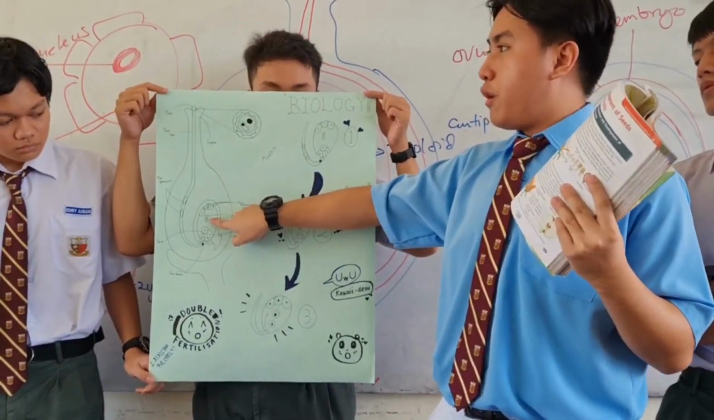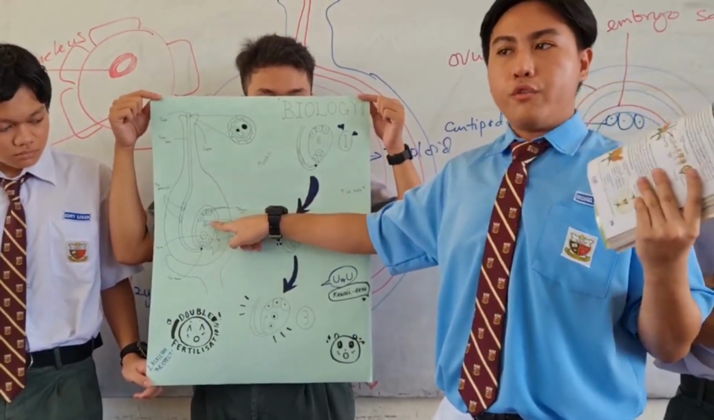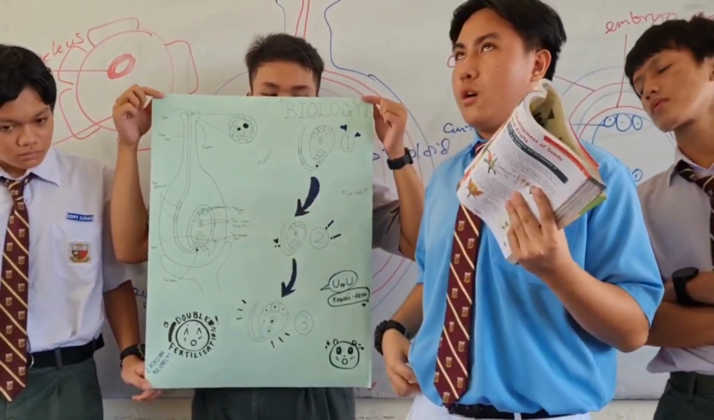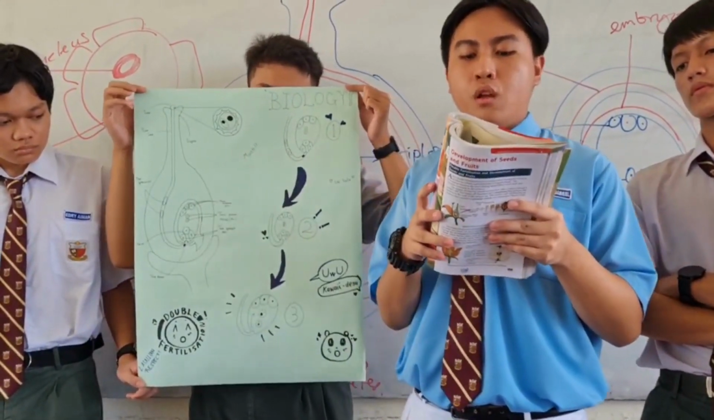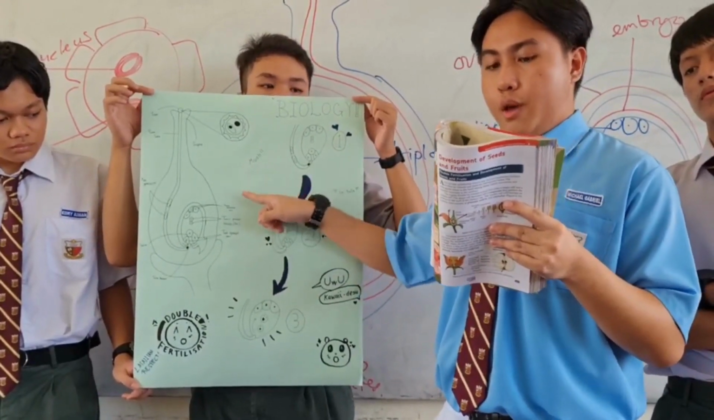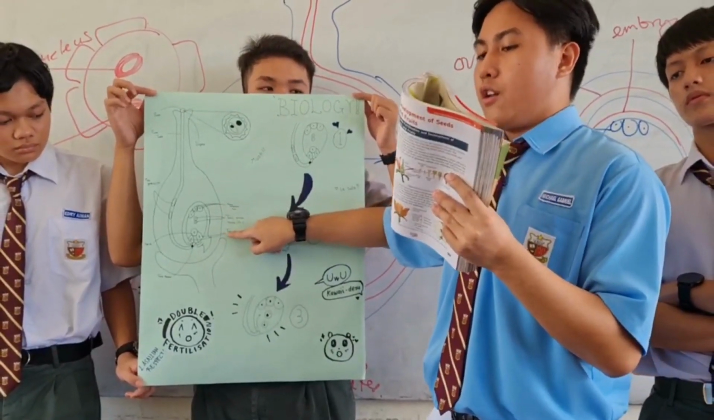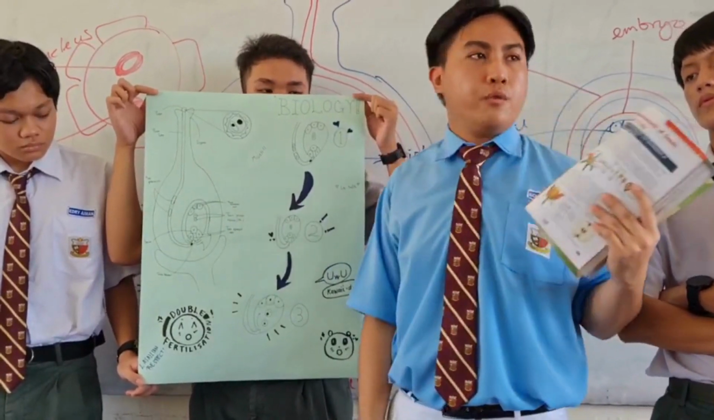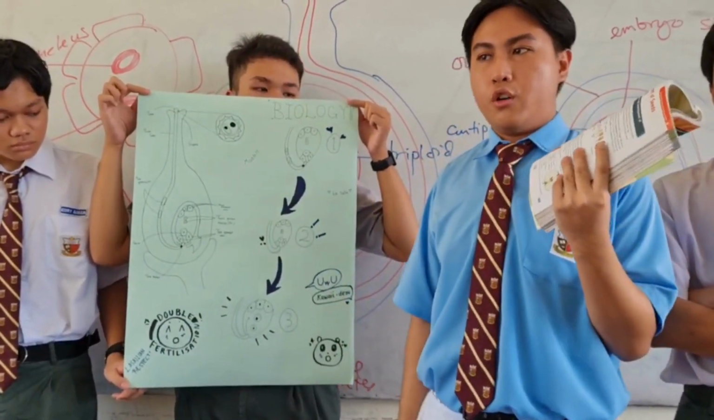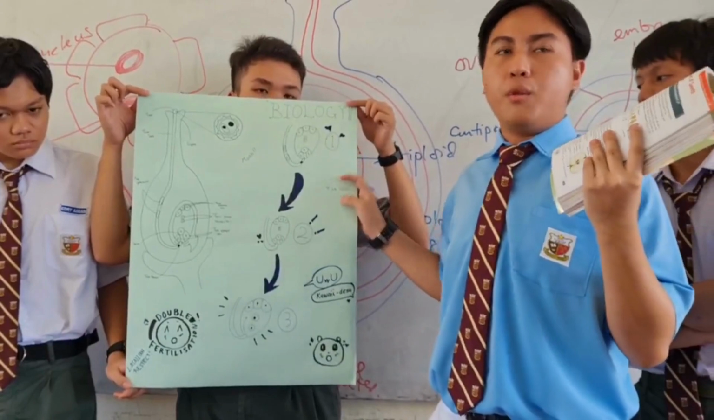So for the triploid endosperm tissue, one of the functions is that it enables the embryo to survive in the seed for a long time if conditions are not favorable for germination to occur. So that is all for double fertilization.